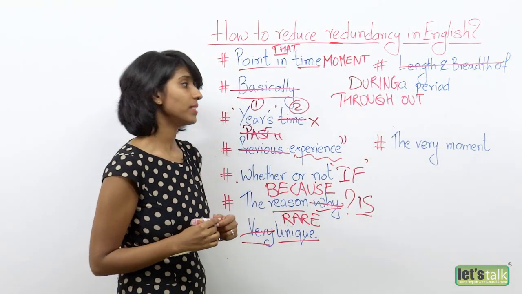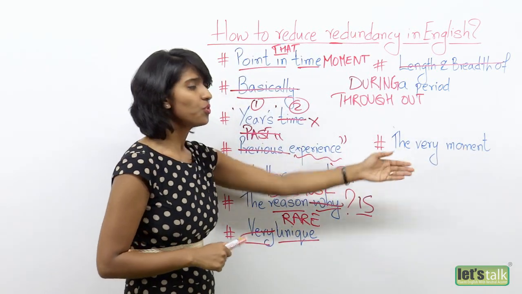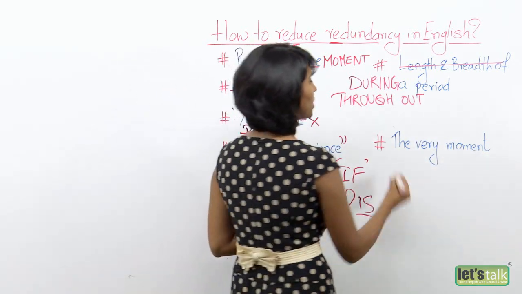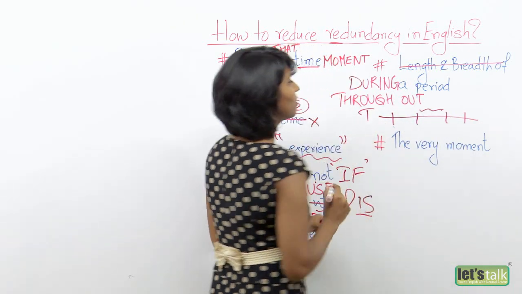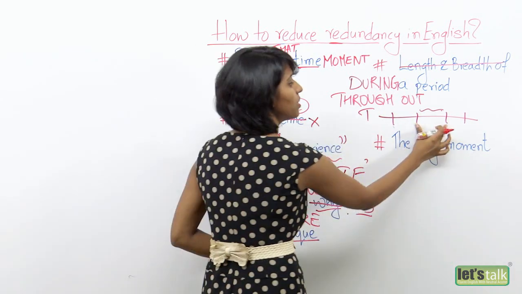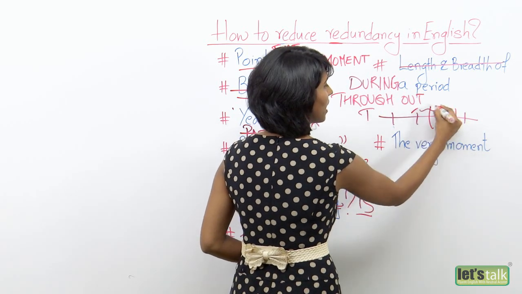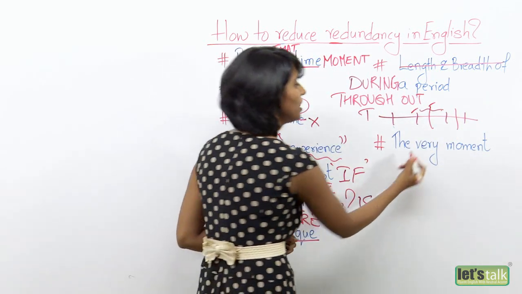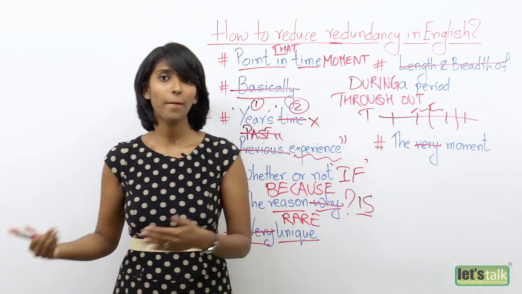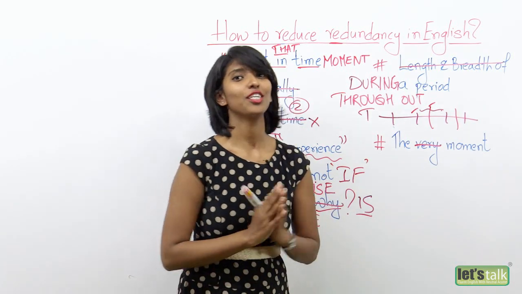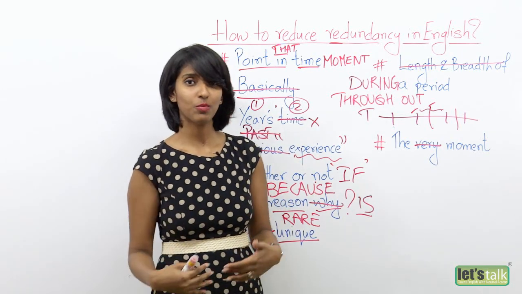It is very wordy. The last is the very moment. Tell me what is wrong here. Moment actually means a fraction of time. Probably this is the time. So this is the fraction of time. This particular phrase of time. If you shift it here, this and this are not the same. So you don't need very moment. You say at that moment or at this moment. The very moment is wrong. It's the moment, that moment, or this moment.